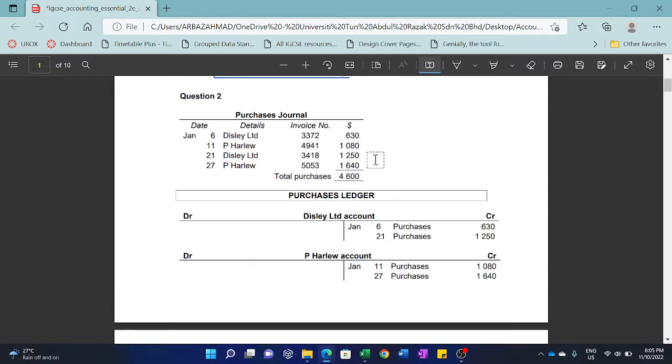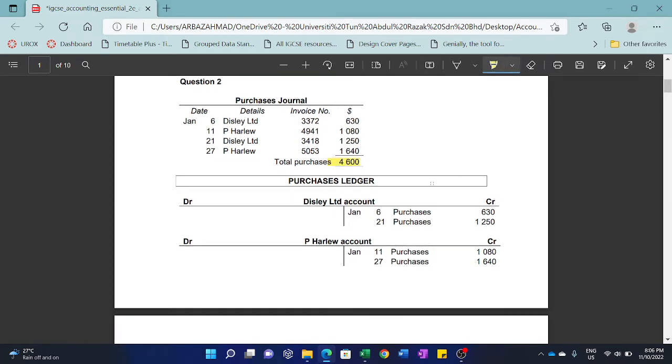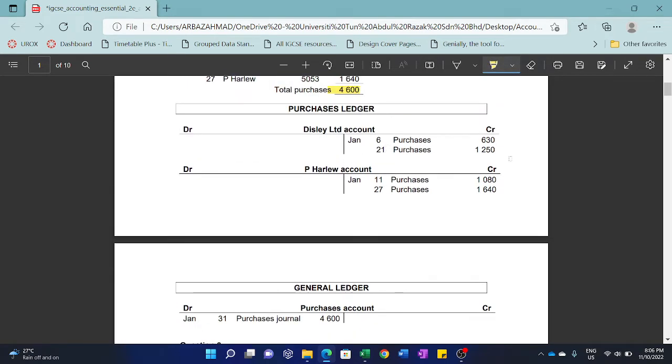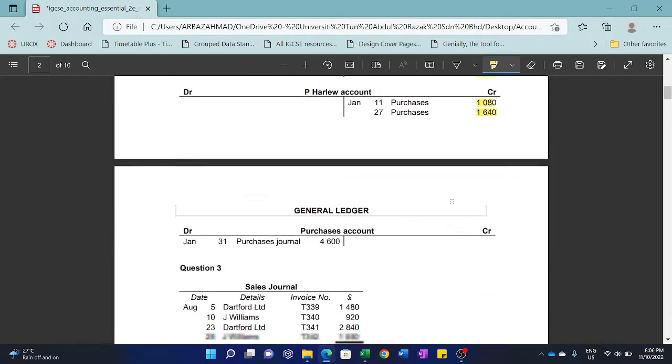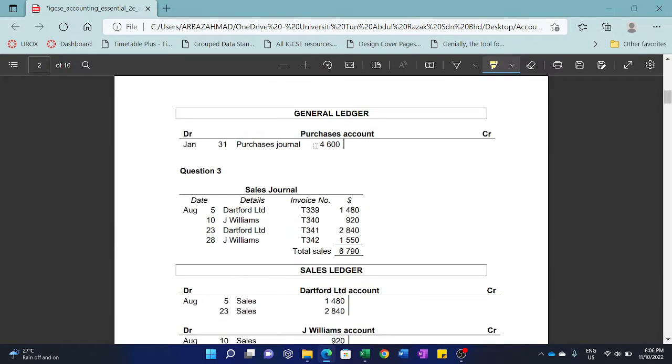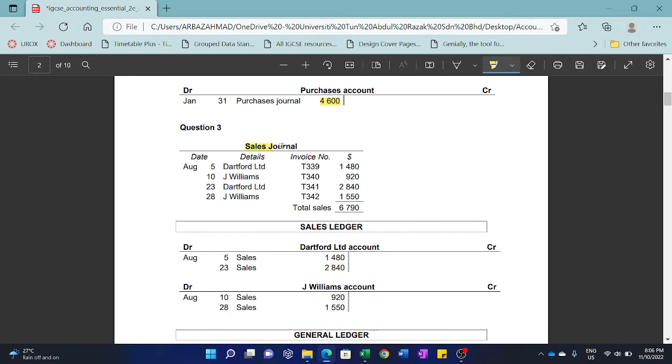Second question is pretty similar. Here we have the total of 4,600. Just check it back. Did you get the same? Did you transfer these two amounts into the same account? And did you transfer for Harley? Did you transfer the same amount? And then just check back your total, reconcile with your homework. And then we have the sales journal. So the sales journal is income. Here we have trade receivables.